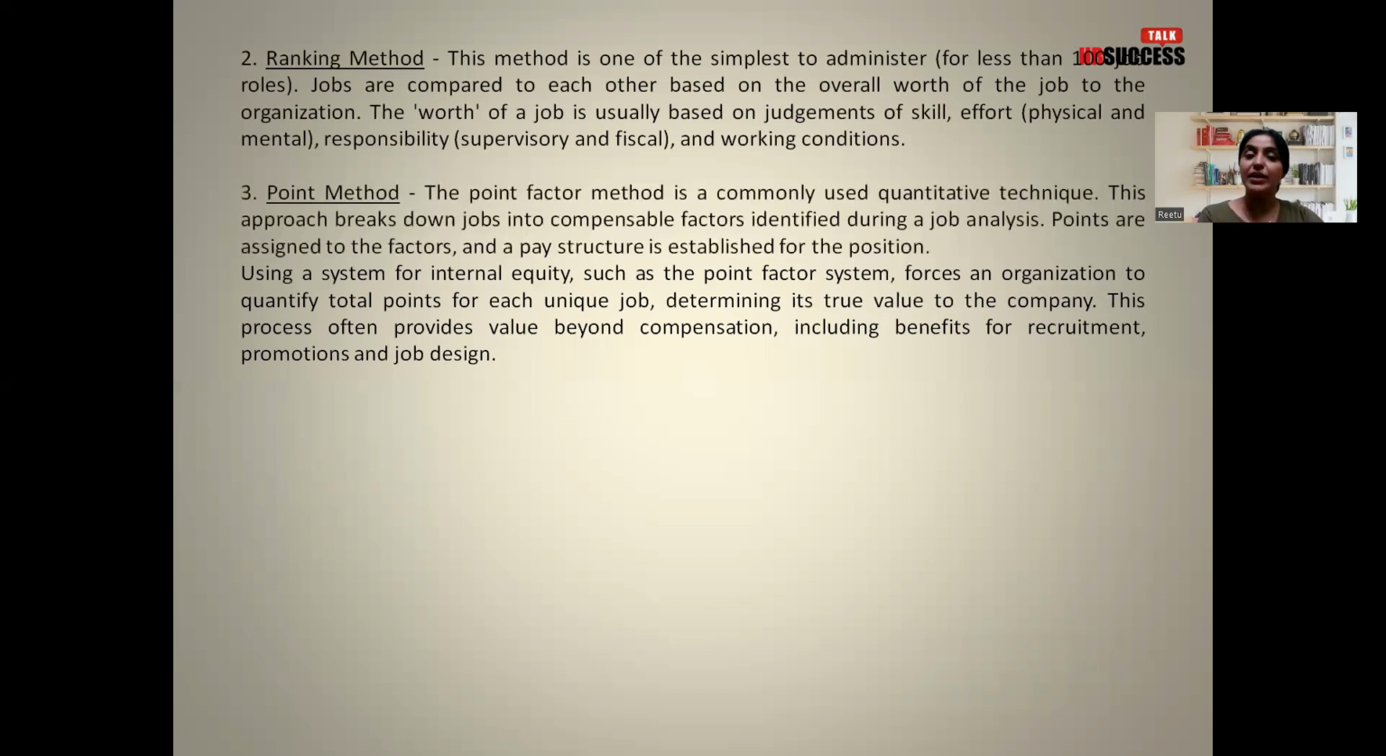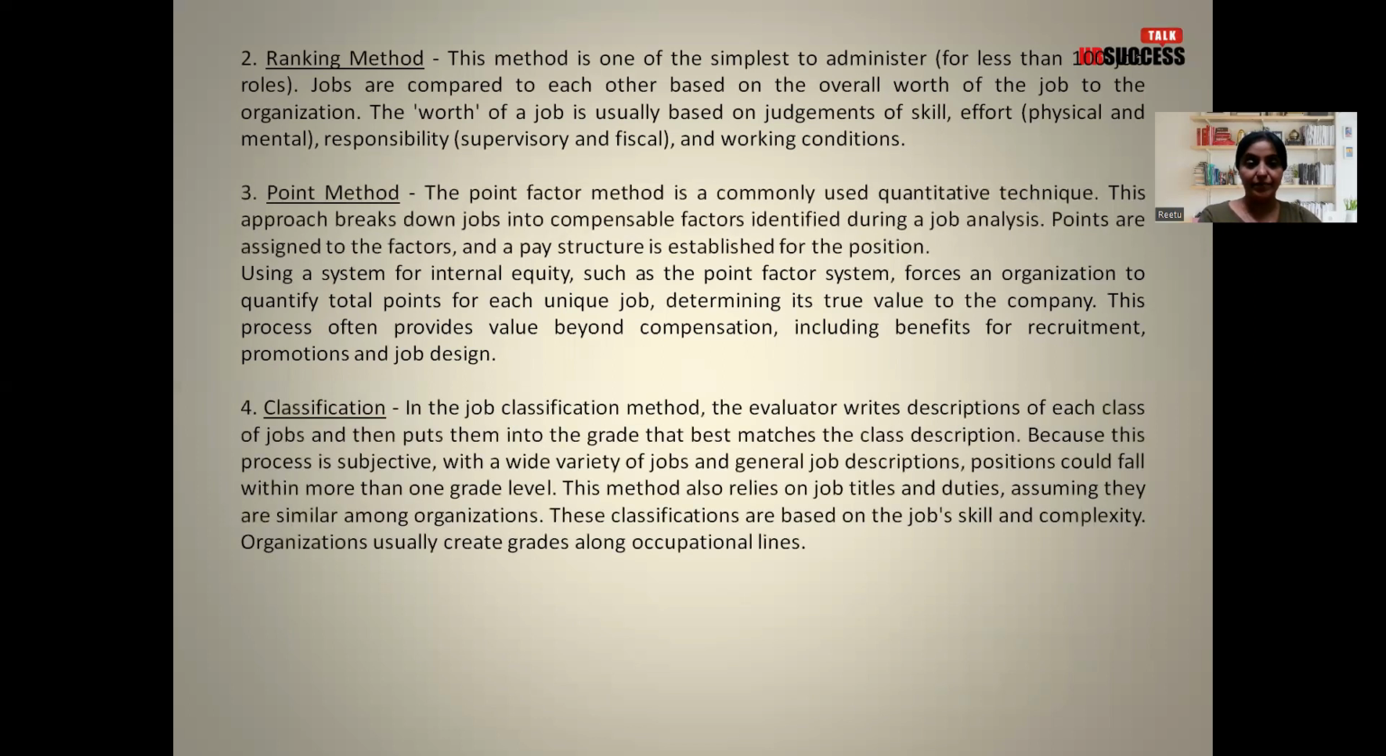Using a system for internal equity, such as the point factor system, forces an organization to quantify total points for each unique job, determining its true value to the company. This process often provides value beyond compensation that includes benefits for recruitments, promotions, and job design. The fourth one is classification.